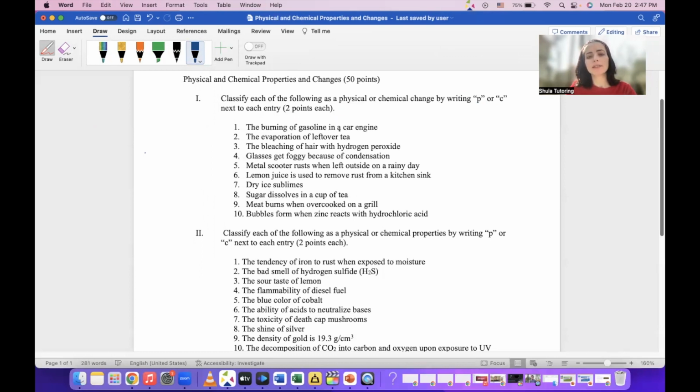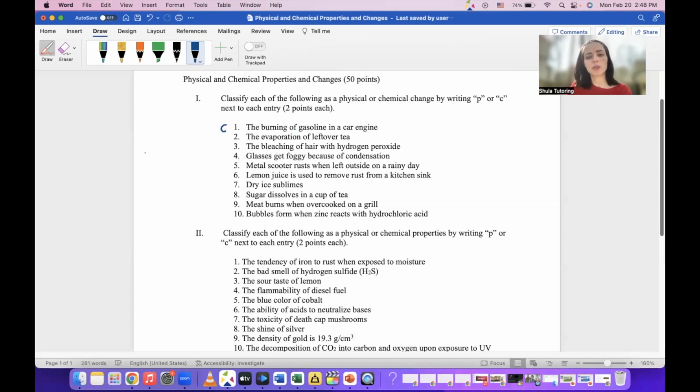So the burning of gasoline in a car engine, is it a physical or chemical change? So physical changes change the appearance of a substance. Chemical changes actually change that substance's chemical composition. They make it into a new substance. So when we decide is it a physical or chemical change, we need to ask ourselves, are we forming a new substance? So anytime we burn something, burning is a chemical reaction. So we are creating something new. And anytime we have a chemical reaction, it's a chemical change. So we write C here.